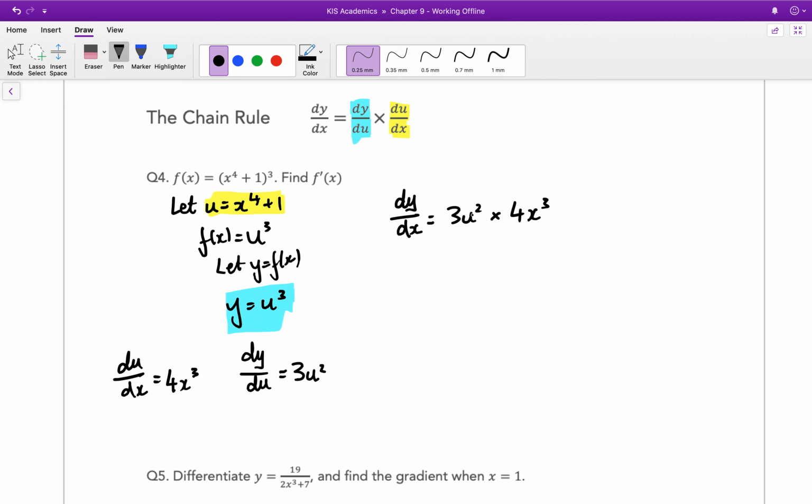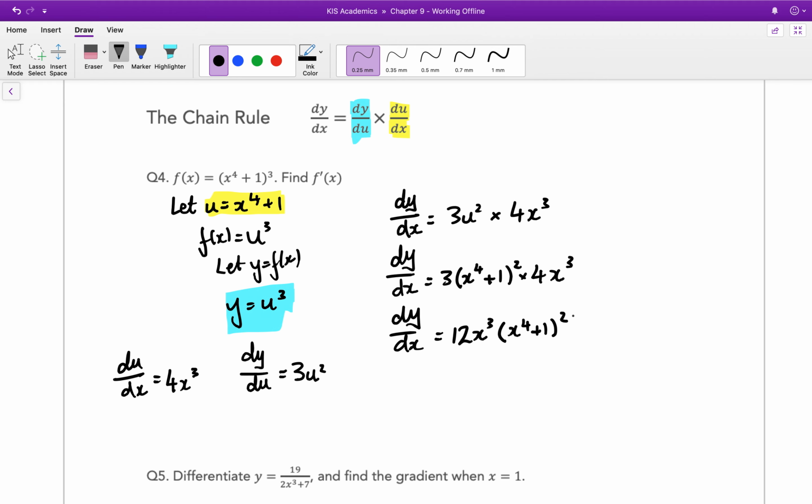And then we can substitute the u back with this x to the power of 4 plus 1, leaving us with dy/dx equals 3 multiplied by x to the power of 4 plus 1 squared multiplied by 4x cubed. And then we can simplify the entire thing. dy/dx equals 12x cubed multiplied by x to the power of 4 plus 1 squared. So this is how we use the chain rule to help us differentiate composite functions.